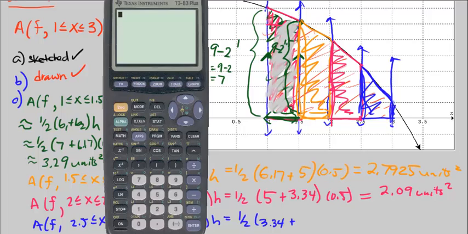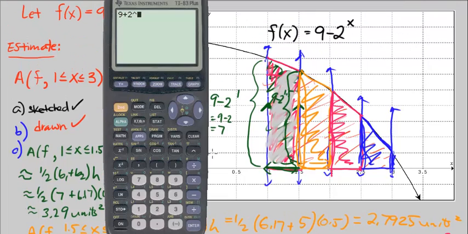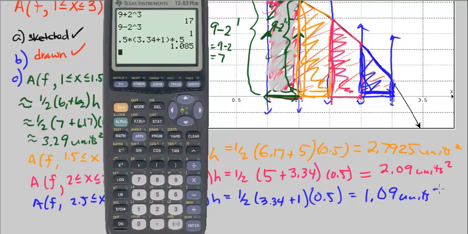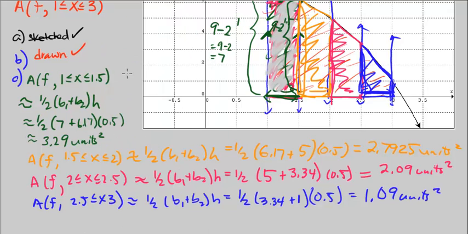Now, what is the equation? Let me scroll up. 9 minus 2 to the power of, well, x here is 3. So that's 9 minus 2 to the power of 3, so that's 1. And the height is the distance between the bases, and this is 2.5 to 3, so that's 0.5 again. And we get 1/2 times 3.34 plus 1, times 0.5. So that's 1.09 units squared.